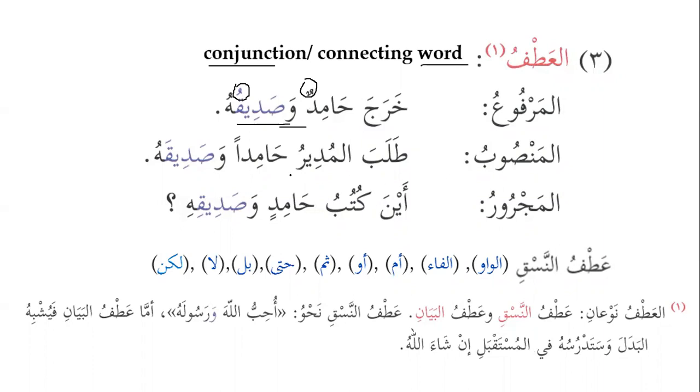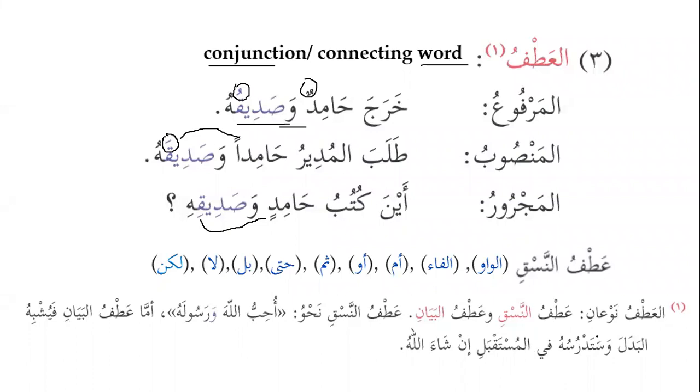المنصوب: طلب المدير حامدا وصديقه. So here we have حامدا, and that's why we have his friend also mansub. And المجرور: أين كتب حامد وصديقه. So both of them here, as we can see, they are مجرور. There is a small note over here in the book. So I have also noted it over here.